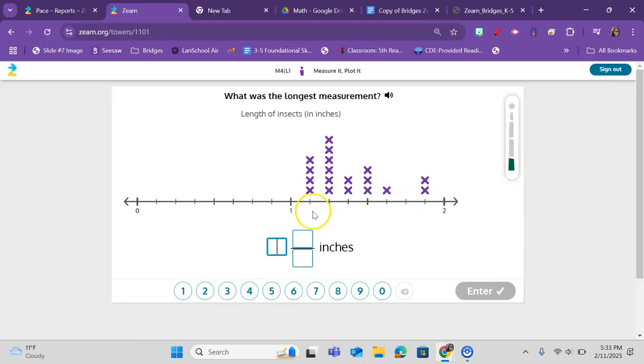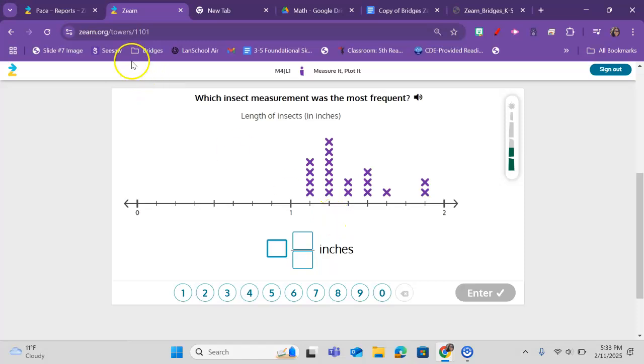So the longest measurement is 1 because I passed my 1 inch mark. And I'm going to go all the way to the very end. And I can count my little lines. 1, 2, 3, 4, 5, 6, 7. Okay, so that'll be 7/8. So I passed my 1 inch. I went to my 7th line out of 8 little lines. Okay, so it should be 1 7/8.